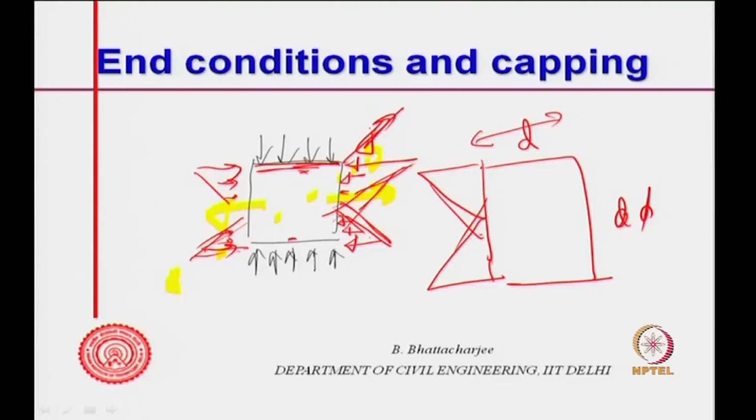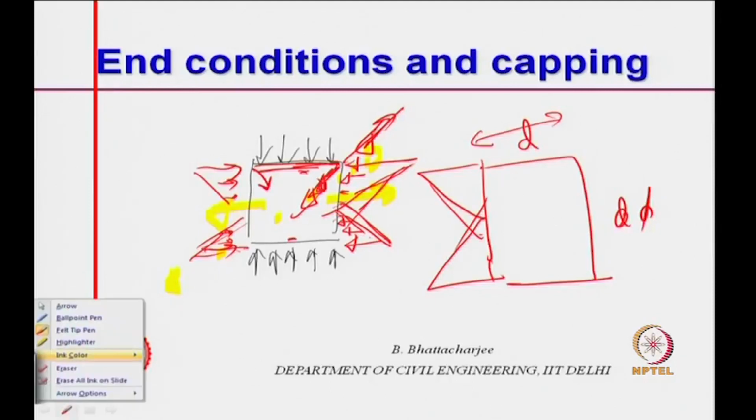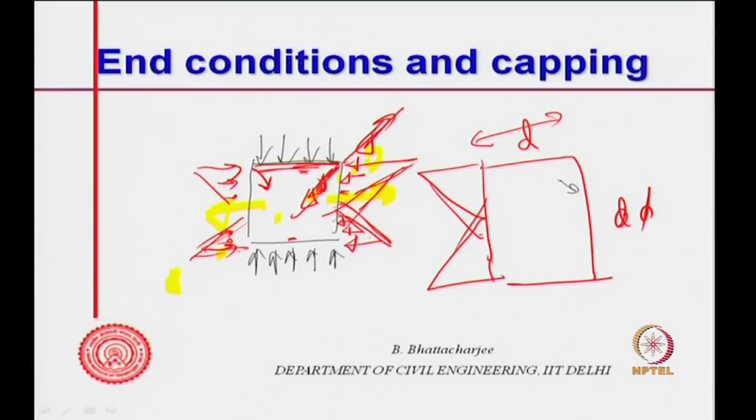So, what would this opposing force do? The net effect is a compressive force acting like this, and compressive force acting like this. The tension force will be acting normal to it. So it will act like this, and here also it will act like this.